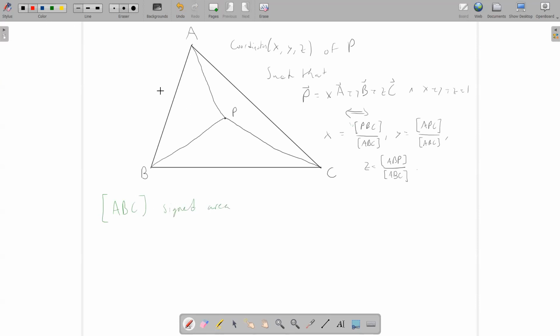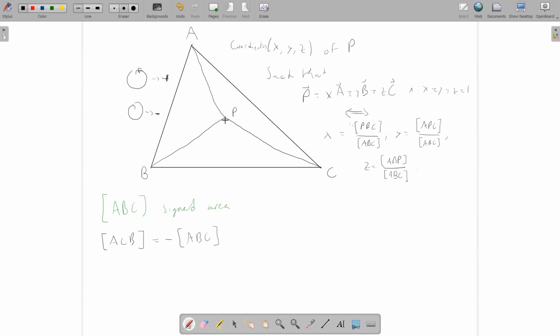Now, what does it mean for the area to be signed? This means that we have by convention that if the order of the vertices is counterclockwise, like in this case, the area is positive. However, if the order of the vertices were clockwise, say we name this ACB, then the area will be negative. So this will be negative ABC. If we have this, then what I have written above about x, y, and z is true. And besides, it's really convenient.